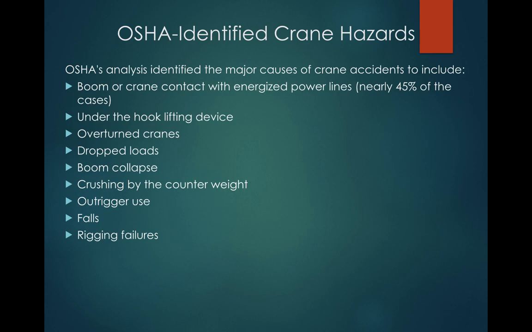OSHA identified crane hazards. OSHA analysis identified the major causes of crane accidents to include the boom or crane contact with energized power lines, under the hook lifting device, overturned cranes, so a lot of things that we just mentioned, dropped loads, boom collapse, crushing by the counterweight.